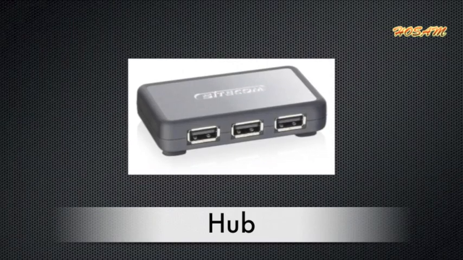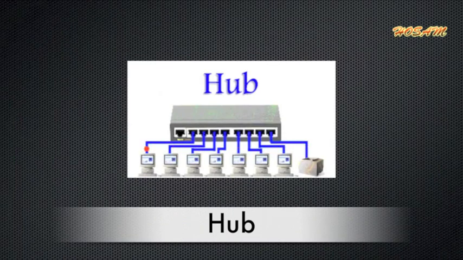In other words, a hub works somewhat like a telephone party line. Only one computer can talk at a time. Here is an example. The first computer prints to the laser printer, but the message is broadcast to all of the computers on the network. This causes more traffic and collisions over the network.